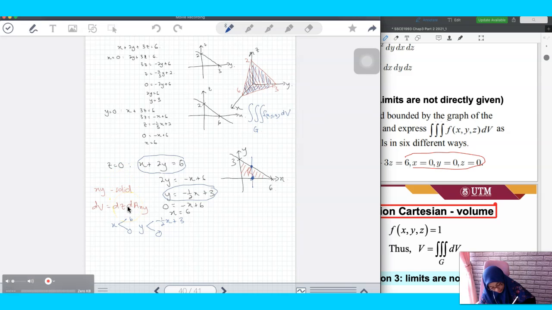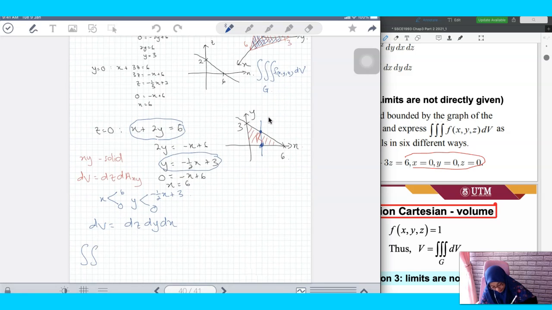Okay, so for the first one, your dV, we have dz, and because I'm choosing x constant, so dy dx, x constant. So in terms of the triple integral, we have to solve this, right? Not solve, but rewrite. So for that triple integral, it becomes f(x, y, z), where the order is dz, dy, dx. So the limit of x is 0 to 6, right? And then y from 0 to negative 1/2 x plus 3, and z.